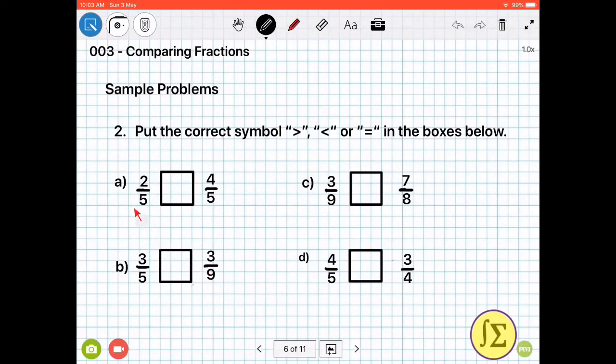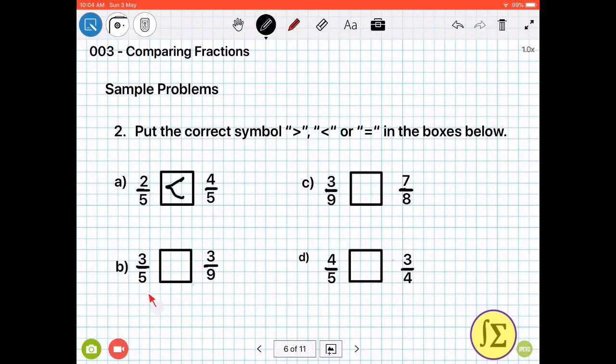Okay, this is simple. Using method number 1, the denominators are the same, 5 for each. So we just look at the numerator. This one has got 2 and 4. 2 is less than 4. That means the fraction 2 over 5 is less than the fraction 4 over 5.